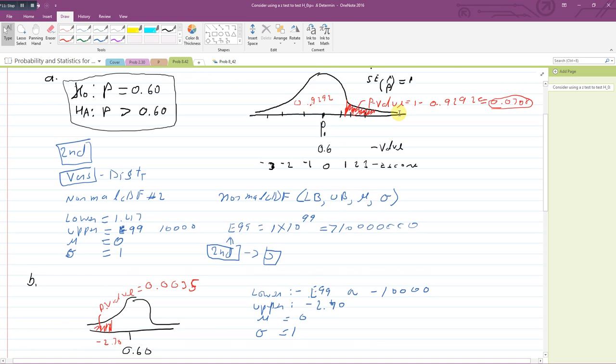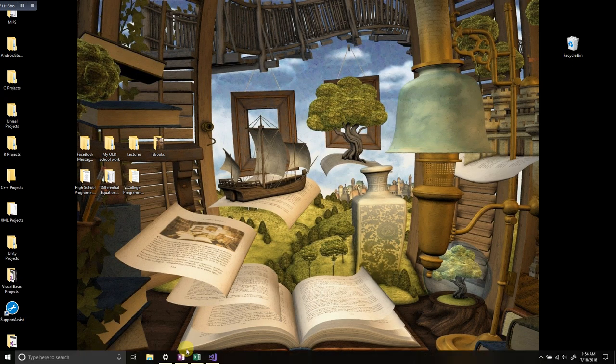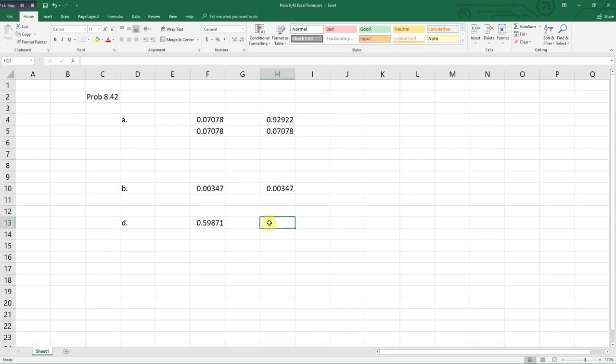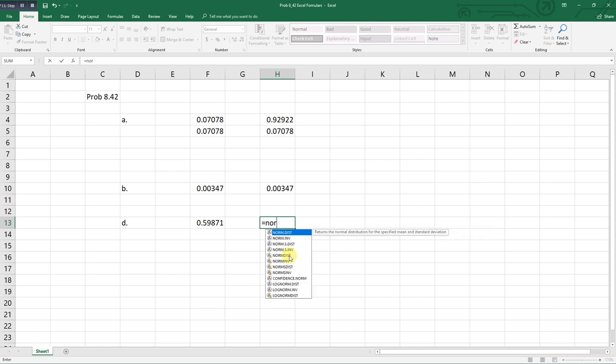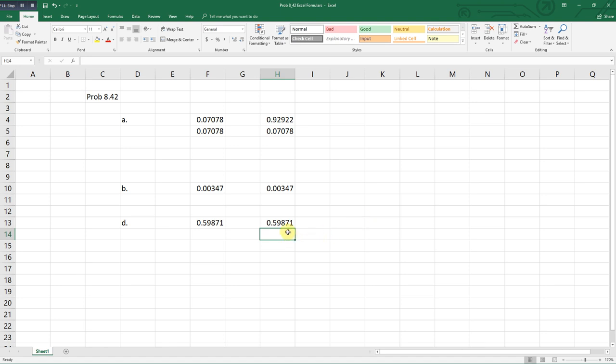Using Excel, we're going to do as follows. Equal, normal distribution, this one right in the bottom. Be careful, there are two of them. Your number is 0.25, your mean is 0, standard deviation is 1, and you're going to do true.